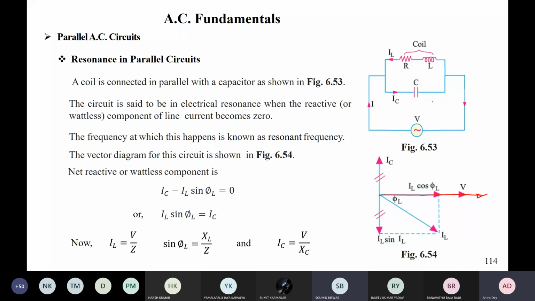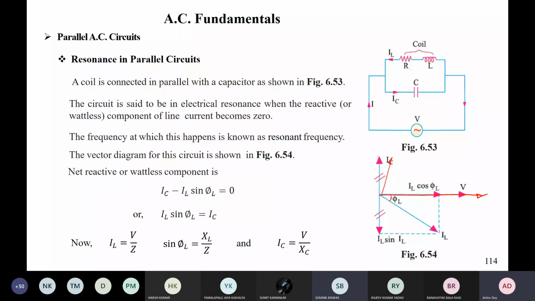Your IC will be leading, right? This is your IC which will be leading, and if it is a practical capacitor, maybe with a high angle somewhere here. But in the ideal case, if it is an ideal capacitor, you will have a 90-degree leading current. And for the RL part, there will be a lagging current, with lagging angle phi L.